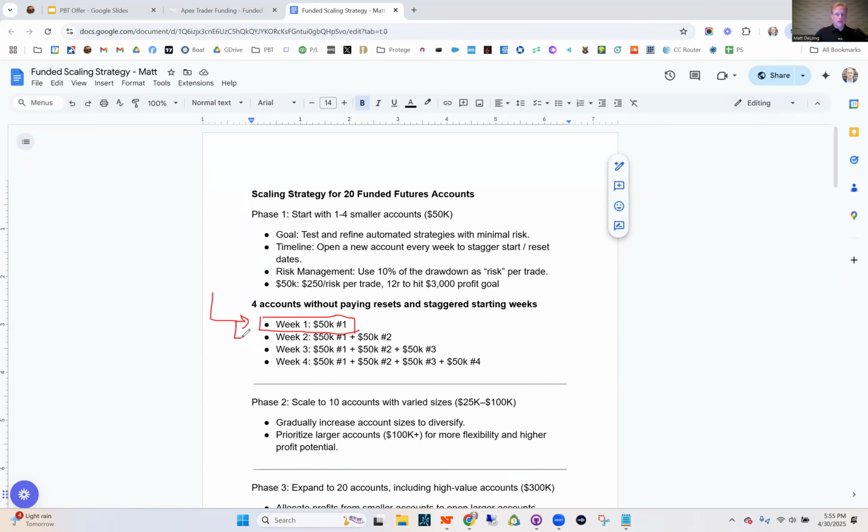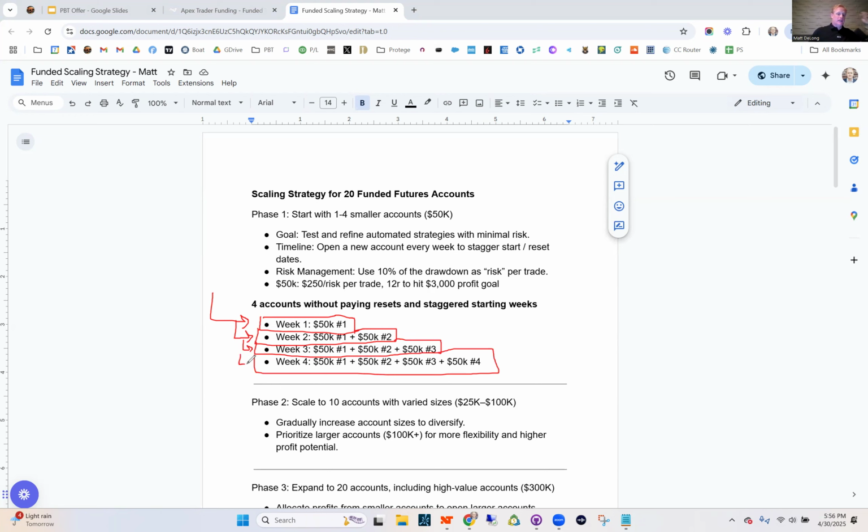At the end of week one, you're now going to connect account number 2, right? Now you're going to have account number 1 and account number 2 in week number 2. At the end of week 2, you're going to connect account number 3. This is a staggered approach, right? At the end of week 3, you're going to connect account number 4. So now you're going to have all 4 accounts.